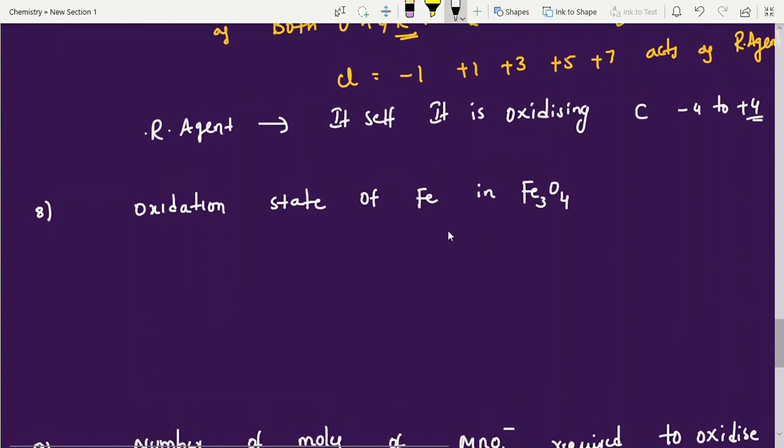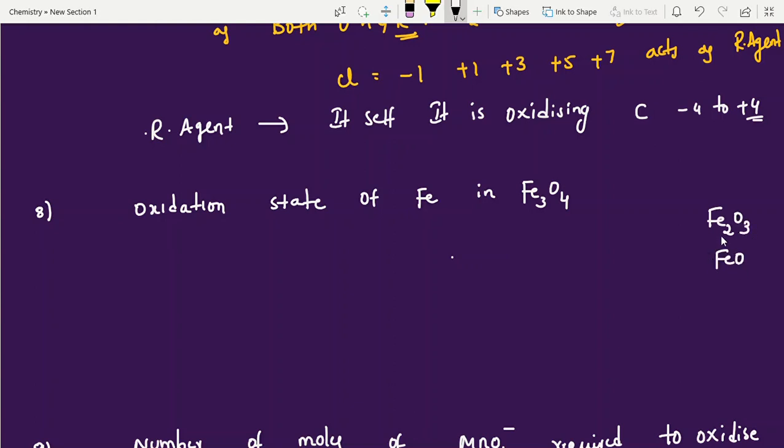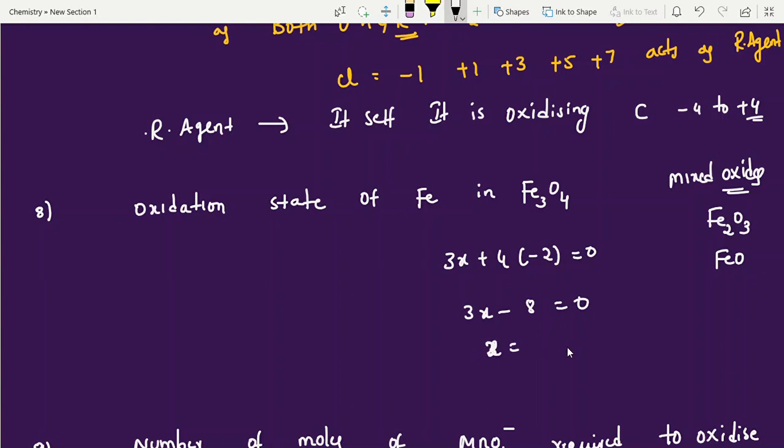Oxidation state of Fe in Fe3O4. This is a mixed oxide, students, a combination of Fe2O3 and FeO. This mixed oxide question is also important. So can you try this one? What is this? 3x plus 4 into minus 2 equals 0. 3x minus 8 equals 0. Next, x equals plus 8 by 3. What is x here? Iron is plus 8 by 3. This is the oxidation state. Is it clear? Now, next question.